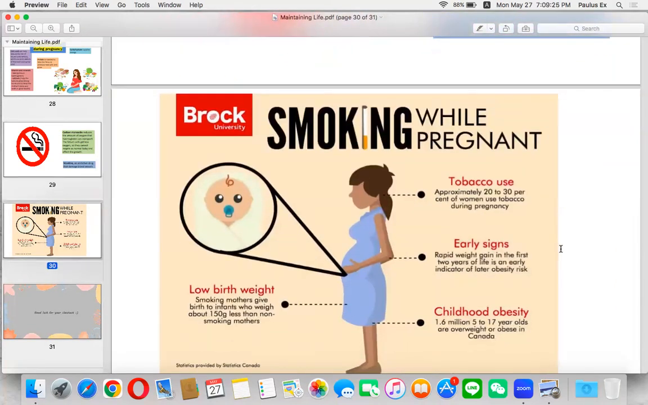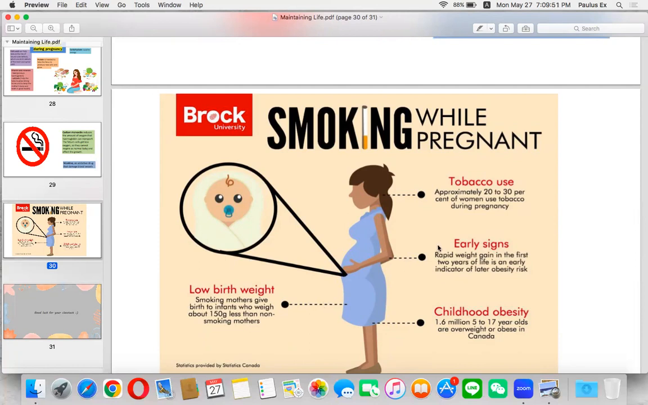Okay, this is the effect of smoking while pregnant. Low birth weight. Smoking mothers give birth to infants who weigh about 150 grams less than non-smoking mothers. This is the disadvantage of smoking, it can make the baby weigh less.